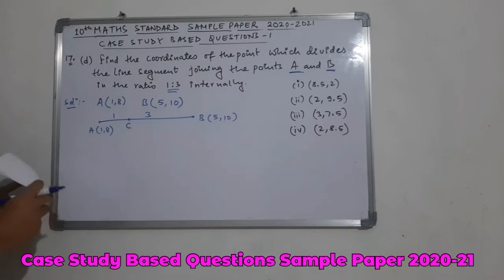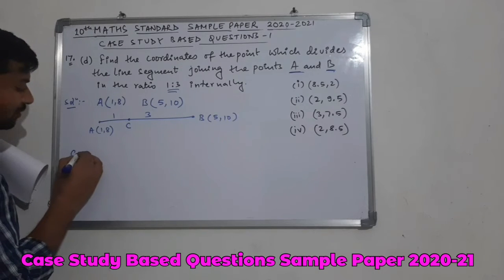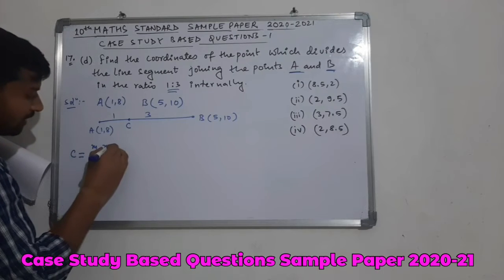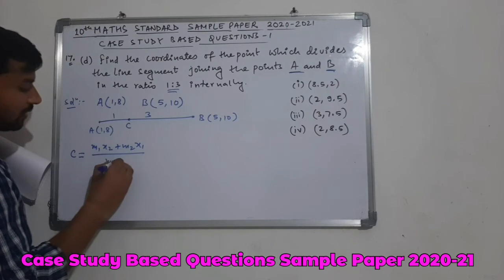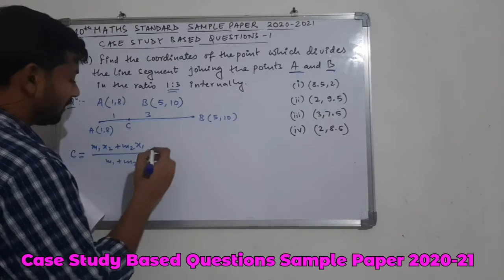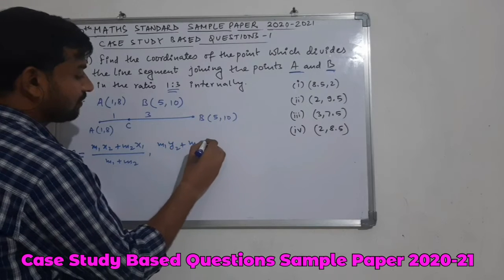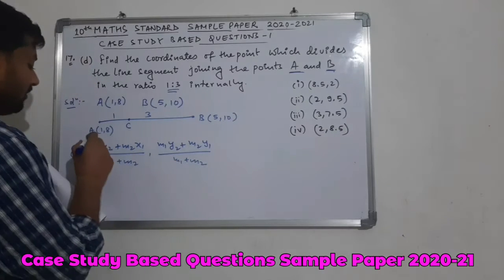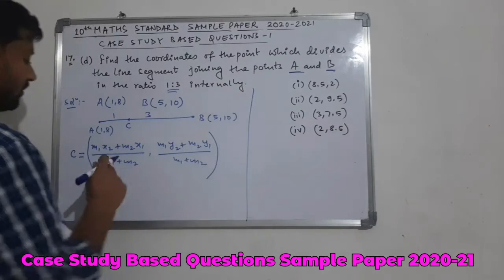Clearly this is a question of the section formula, and by applying the section formula we can find out the coordinates of C. The formula is m1x2 plus m2x1 upon m1 plus m2. This is the x coordinate, and the y coordinate here is m1y2 plus m2y1 upon m1 plus m2. Clearly we have to replace x by y in the first value.